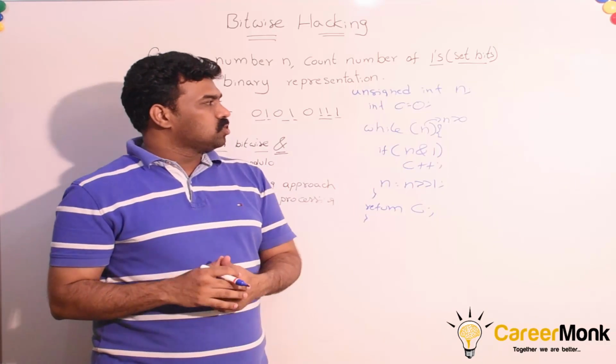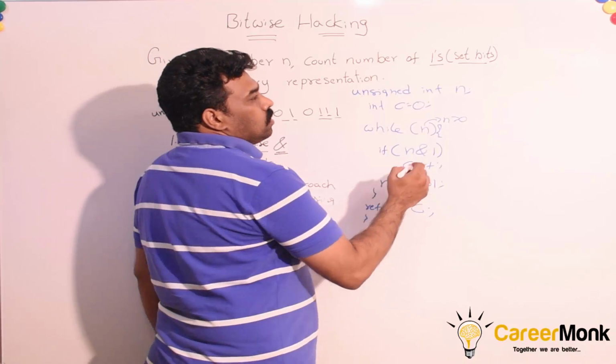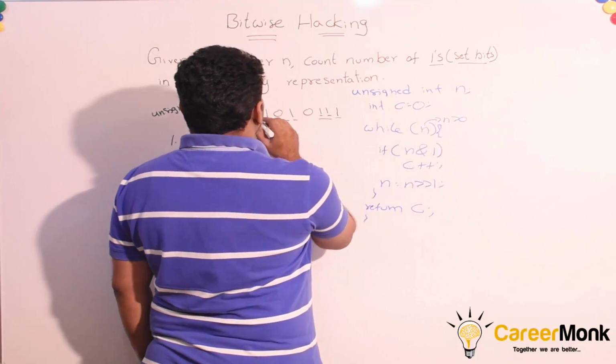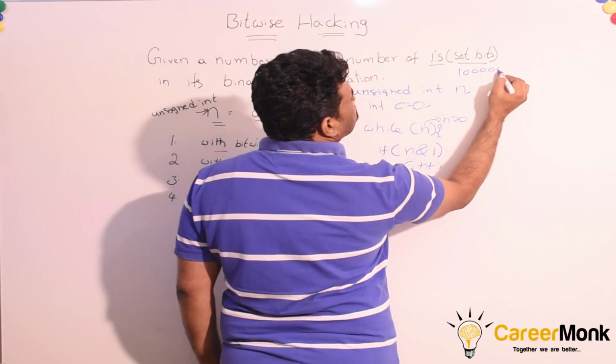So what is the complexity of this code? For example, given binary number is 1 followed by all zeros, whatever.